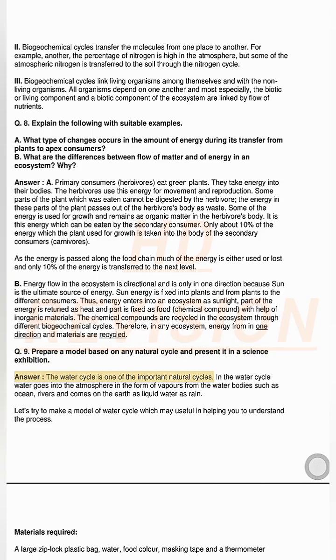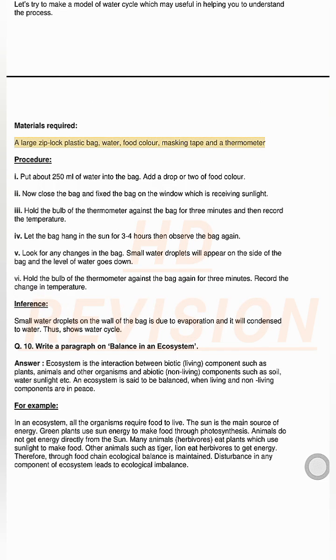Answer. The water cycle is one of the important natural cycles. In the water cycle, water goes into the atmosphere in the form of vapors from the water bodies such as ocean, rivers, and comes on the earth as liquid water as rain. Let's try to make a model of water cycle which may be useful in helping you to understand the process. Materials required: a large Ziploc plastic bag, water, food color, masking tape, and a thermometer.